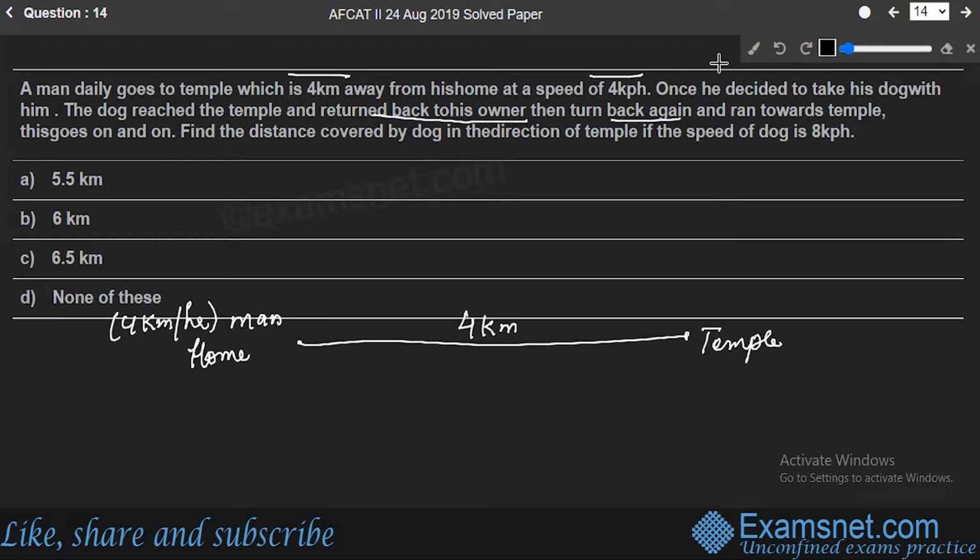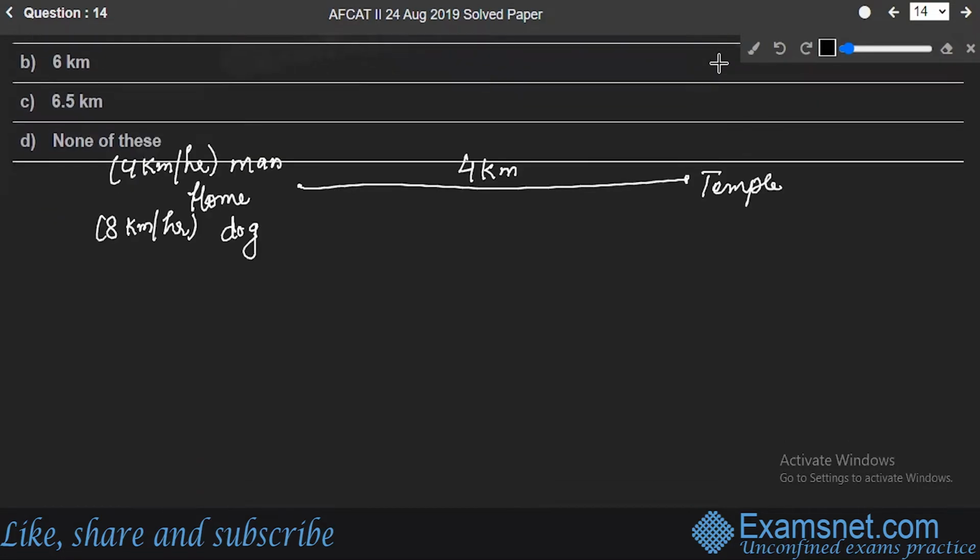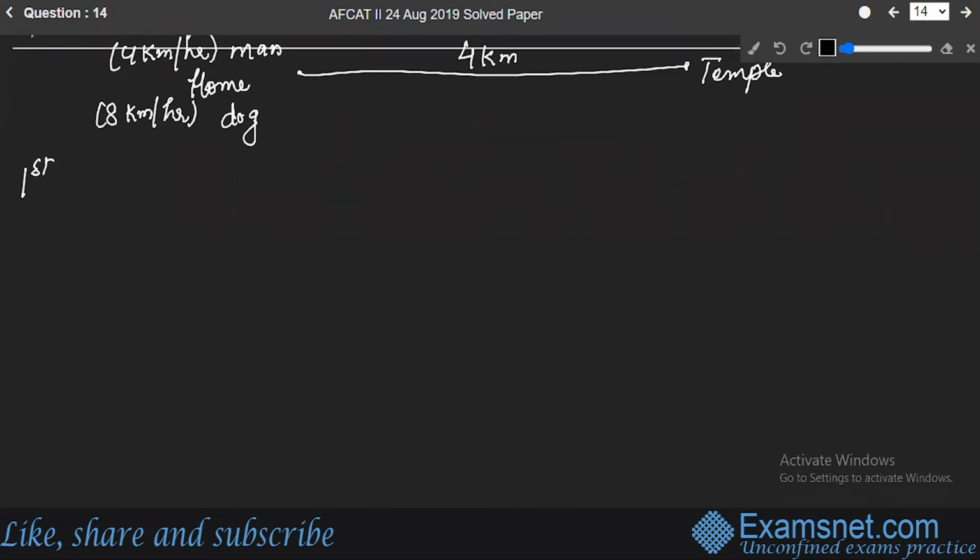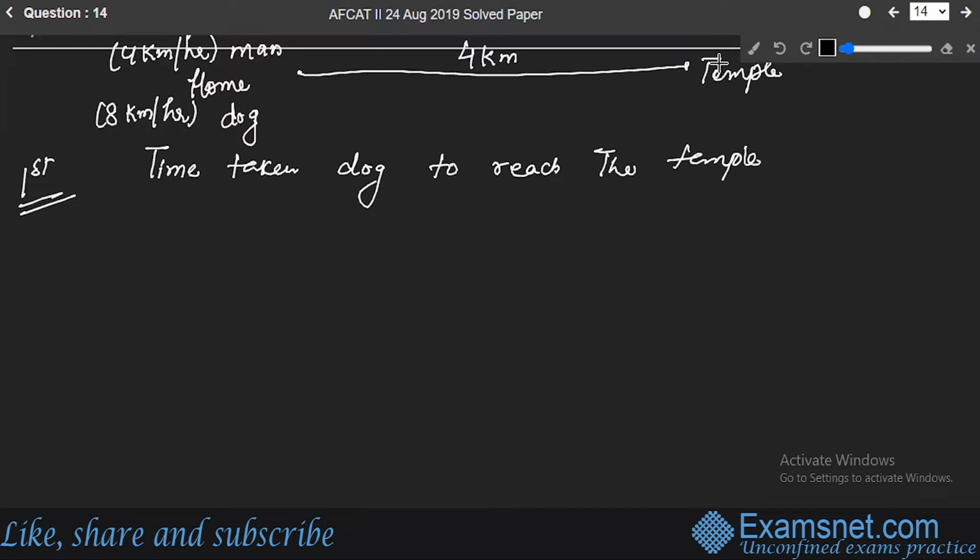And then he turned back again and again he ran towards the temple and then he came back to his owner. This goes on and on. You have to find the distance covered by the dog in the direction of the temple if the speed is 8 kilometers per hour for the dog. So here's the dog also, and the speed of dog is 8 kilometer per hour. Right. So in the first case, time taken by dog to reach the temple. Dog will reach the temple first because he has more speed.